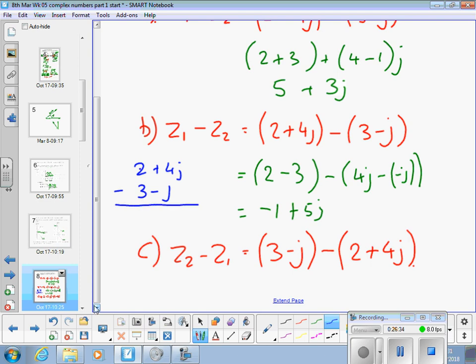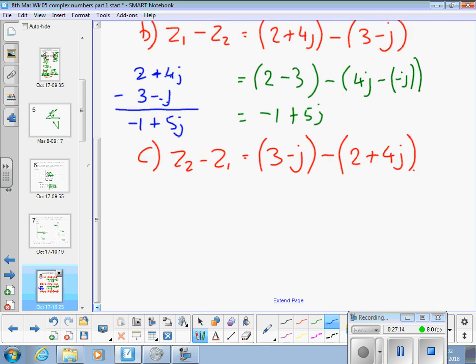2 minus 3, 1. It's 4 minus j. I like that method. You're doing subtraction, so that's plus 4j minus j. So the two negatives make a plus, don't they? Personally, I think writing them out like that equals fewer mistakes.